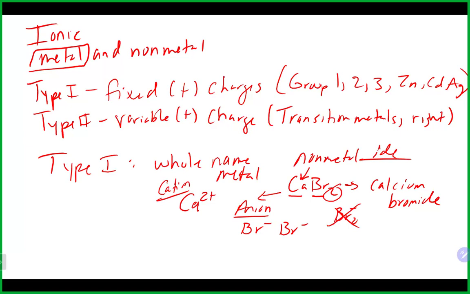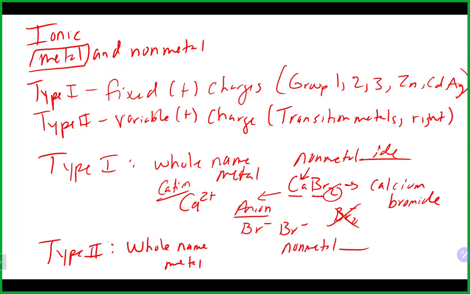Now, type 2, because the metal can have a variable charge, we have to figure out what the charge is. We still name it the same way. We use the whole name of the metal, and we still go to our non-metal with the IDE at the end of it. But the additional thing we put in there is some Roman numerals.